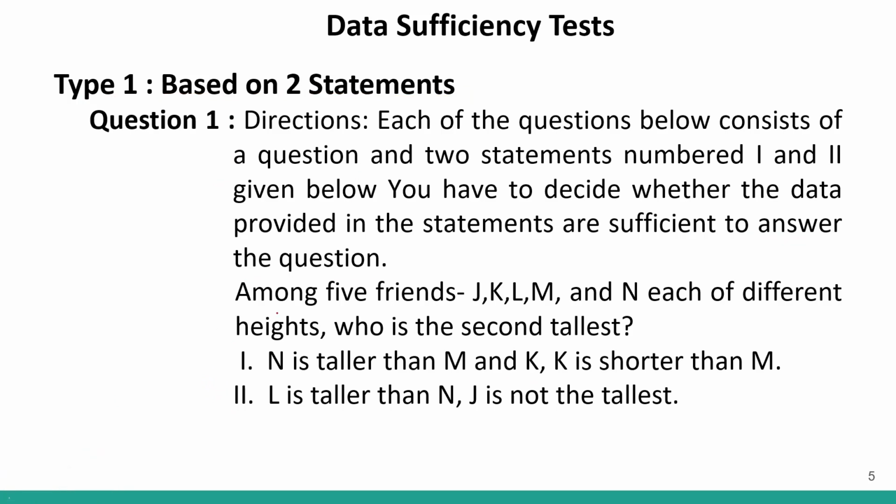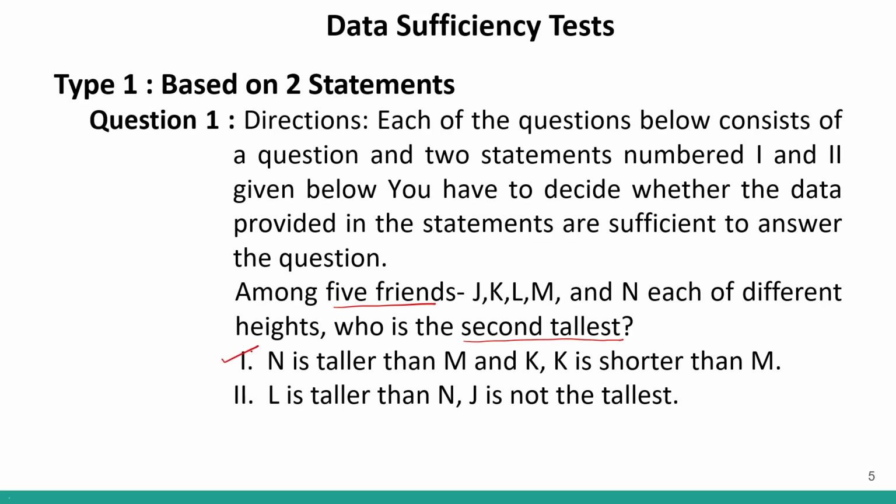Now let us look at the question. The question says that there are 5 friends, J, K, L, M and N, and each of them has a different height. We have to find out who is the second tallest. Okay, so we don't have to find who is the second tallest. We just have to find whether the information given in statement 1 or 2 is enough to answer the question.